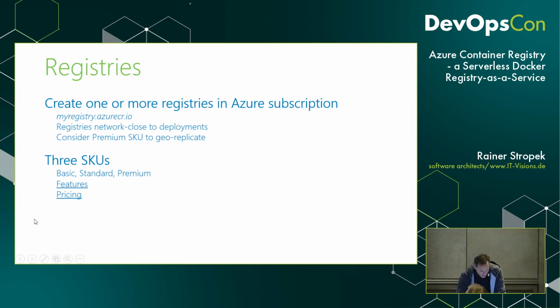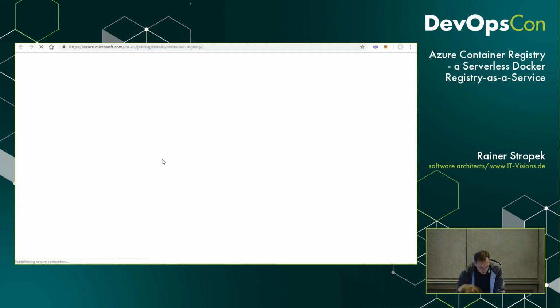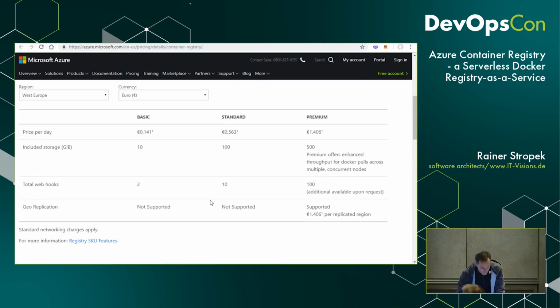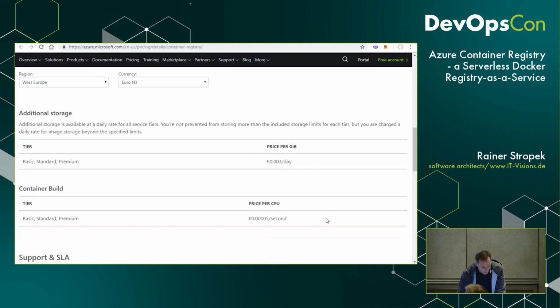By the way, I am sure some of you wonder, what's the price? Can I afford that? Let me show you the pricings here. The price per day in the basic version is 0.1 euro, 0.5 euro in the standard edition. The included storage, you can read the numbers yourselves. You can have 2 or 10 webhooks. Geo-replication is only available in the premium version. Of course, you can buy more storage. Price per gigabyte is 0.003 euro per day.